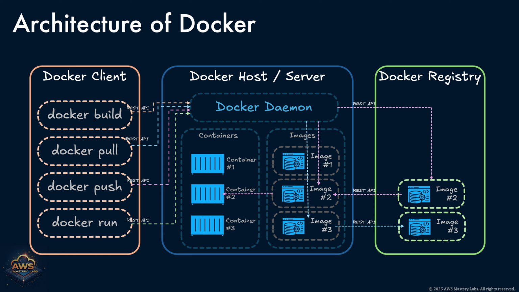At the center of this environment is the Docker host. This is where the Docker daemon, a long-running background process, lives. The daemon is the heart of Docker's architecture. It handles image management, container lifecycle, and interaction with external registries. The Docker daemon manages two core components: images and containers. Images are the blueprints.